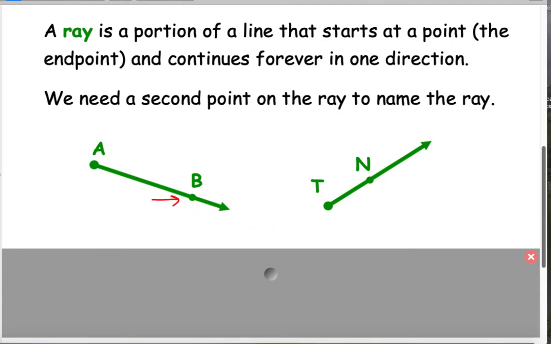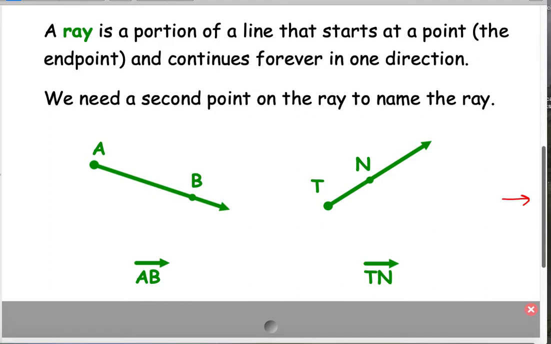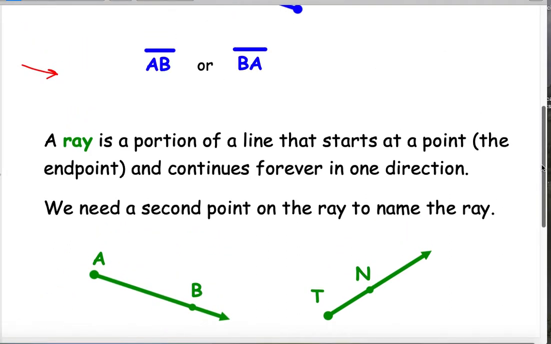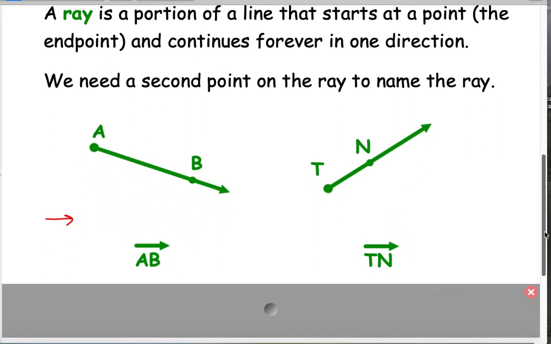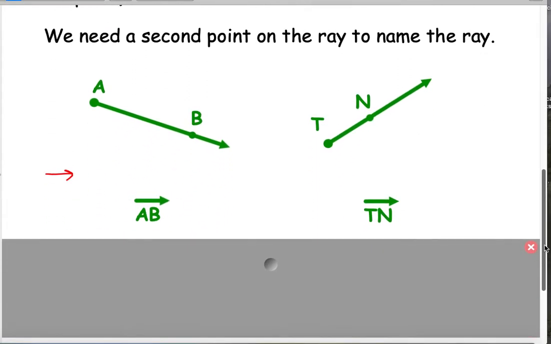So we need another point. Any point along here will work. So we have to have at least another one labeled, and then this is going to be ray AB. Over here, we have an end point T, and then it goes forever and ever and ever in this direction, and so we have another point on the ray labeled N, and so that's going to be ray TN. And so that's the notation we use. Now here, we get a little picky. We weren't picky with segments. With segments, it didn't matter if we started with the A or the B when we were writing it. Same thing for a line. But with a ray, you have to write it with the end point letter first.